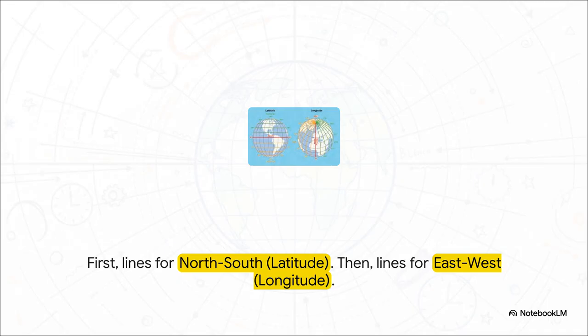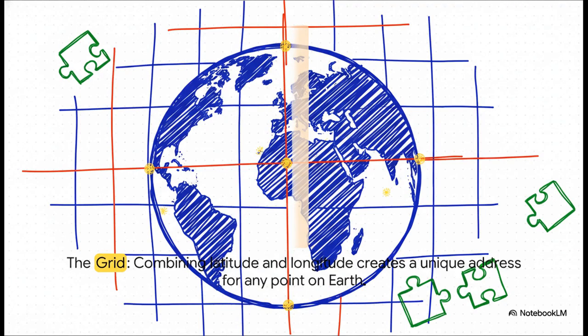So let's put our two pieces together. On one hand, we have our horizontal lines, latitude, that tell us how far north or south we are from the equator. And on the other, we have our new vertical lines, longitude, telling us how far east or west we are from Greenwich. And when you overlay these two sets of lines, boom, you get this, a perfect grid. Each and every intersection, where a line of latitude crosses a line of longitude, creates a single unique address for any point on the surface of the Earth. The planet-sized puzzle was finally, elegantly solved.